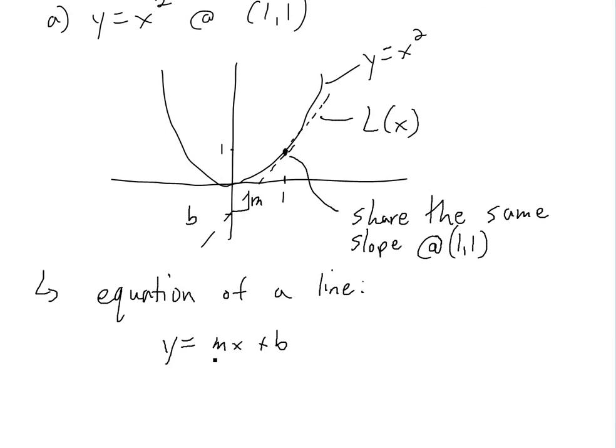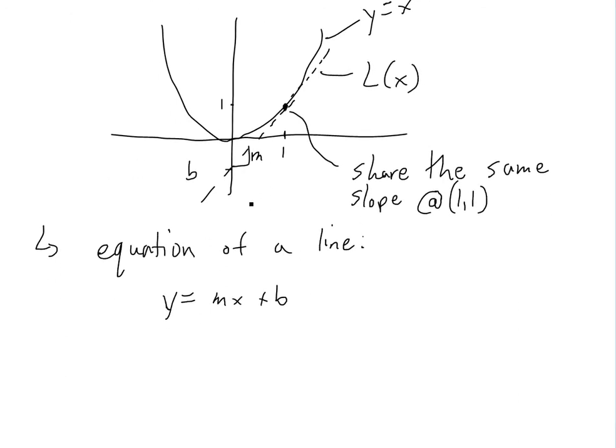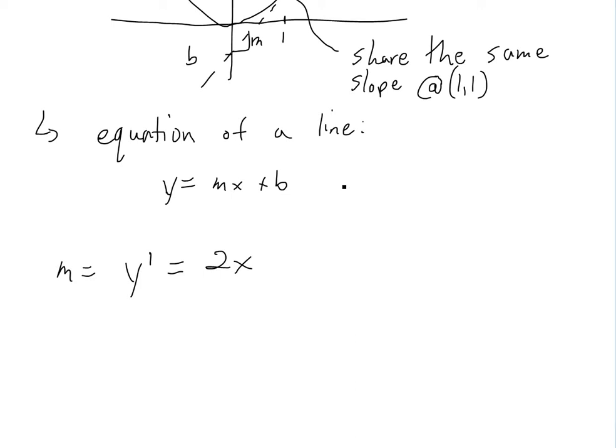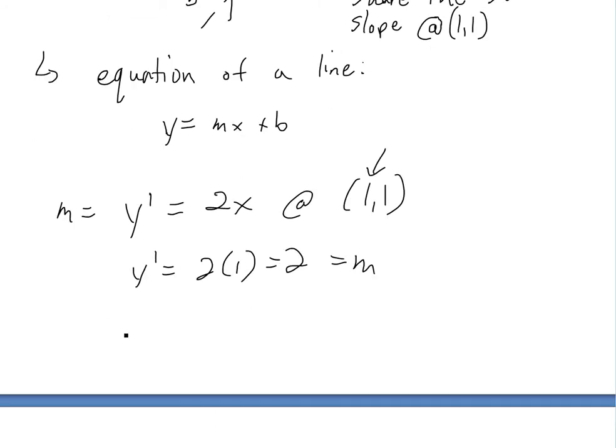So the first thing we should do is find out what this slope is. m is equal to the derivative of this equation, so y prime, and the derivative of x squared is just 2x. Since there's only an x inside, we just plug in x equals 1, so m equals 2 times 1, which equals 2. This is the slope of the line. So now we have y equals 2x plus b.